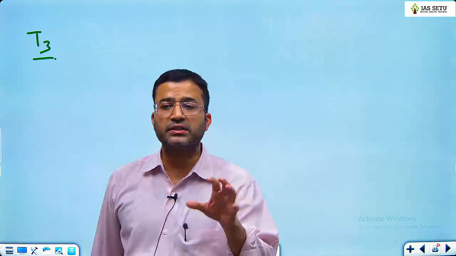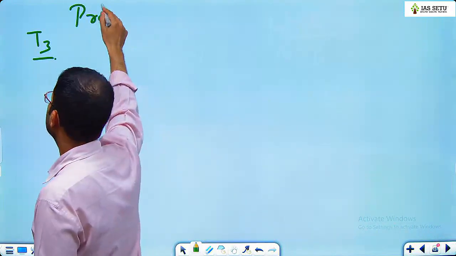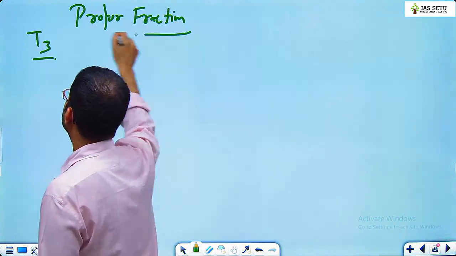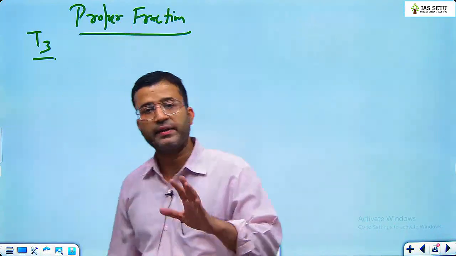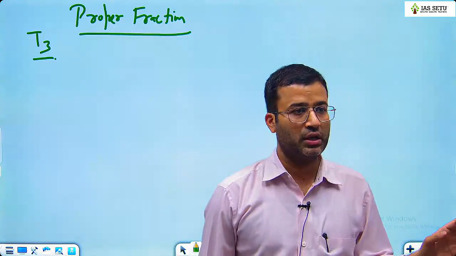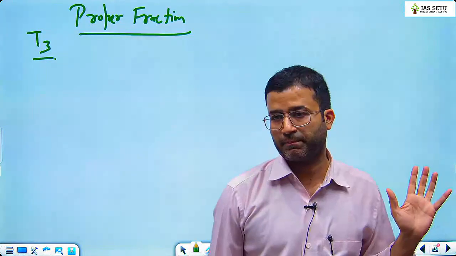Type 3 is proper fraction के लिए, here it has to be proper fraction, then only it is applicable. Proper fraction. Type 1, type 2 is applicable proper improper both, उसमें कोई इशू नहीं है. Whereas type 3 is applicable only in case of proper fraction.